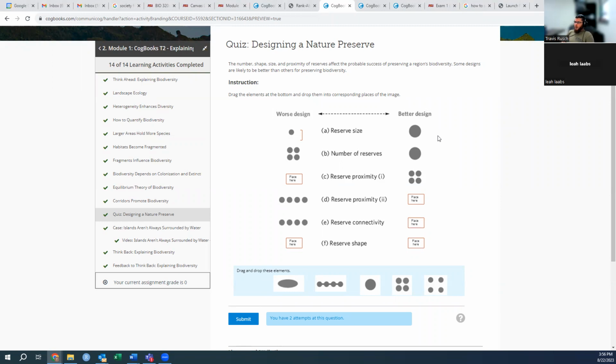But I think the big one here is if we think in terms of resources, a larger reserve is going to have more space, it's going to have more resources, it's probably going to lower competition than a small reserve. So there's going to be pluses and minuses for both, but overall, a bigger one has more positives than the smaller one.